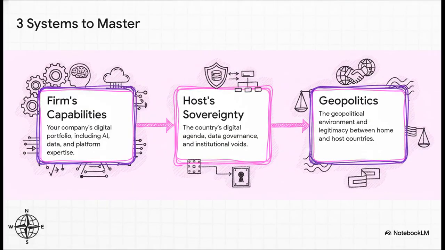The whole theory really boils down to mastering the alignment between three interconnected systems. First, you've got your own company's digital skills, your AI, your platform. Second, there's the host country's digital sovereignty goals. And third, there's the whole geopolitical environment. So, for example, a US cloud company wanting to operate in India needs more than just great tech. It has to deal with India's data laws and the complicated political relationship between the US and India. Success is all about keeping these three things in sync.